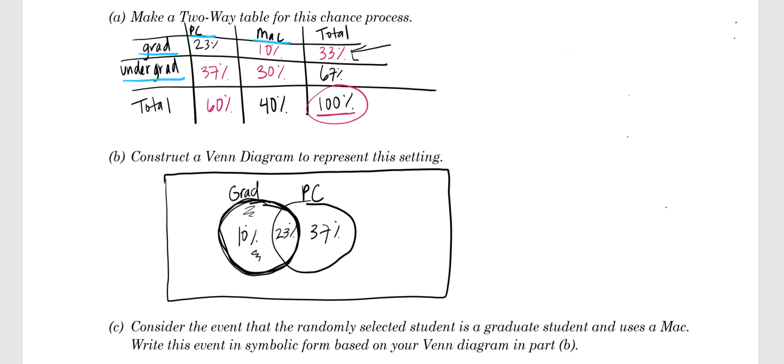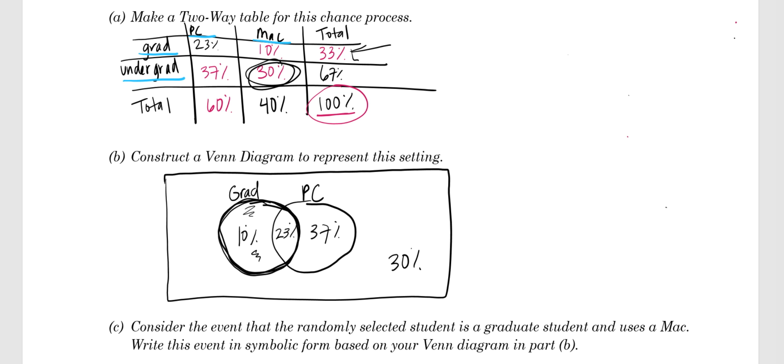You can either be grad and PC, you could be grad and not PC, PC and not grad, and then our last option is neither graduate or a PC user. And so neither graduate or a PC user would be an undergrad who is a Mac user. And so that would be 30%. And so altogether, this would be my total Venn diagram. That would be how I would label it.